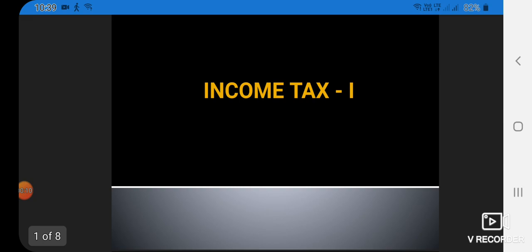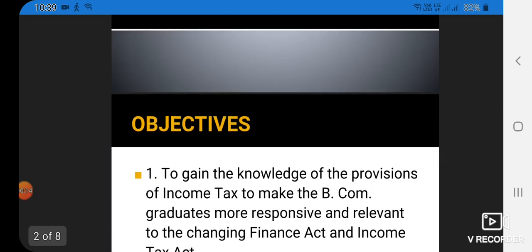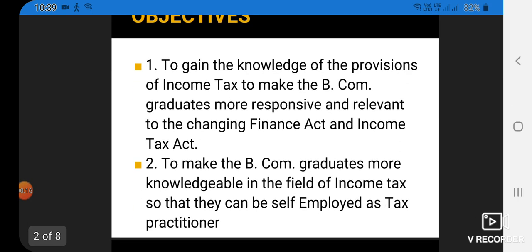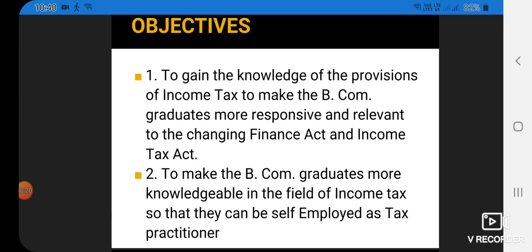Today we are going to have a brief introduction about the subject Income Tax. Before we move on to the syllabus, let us understand the objective behind introducing this subject for 5th and 6th semester of BCom. First objective is to gain the knowledge of the provisions of income tax to make the BCom graduates more responsive and relevant to the changing Finance Act and Income Tax Act.